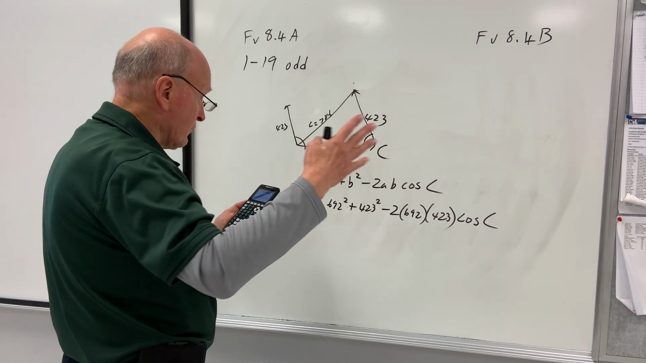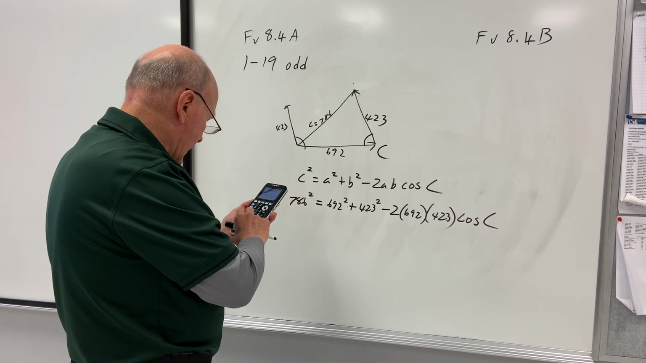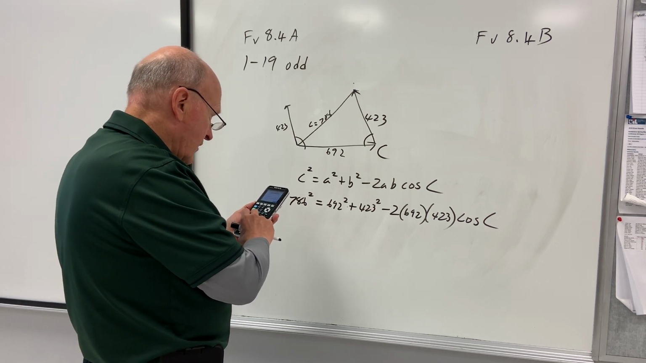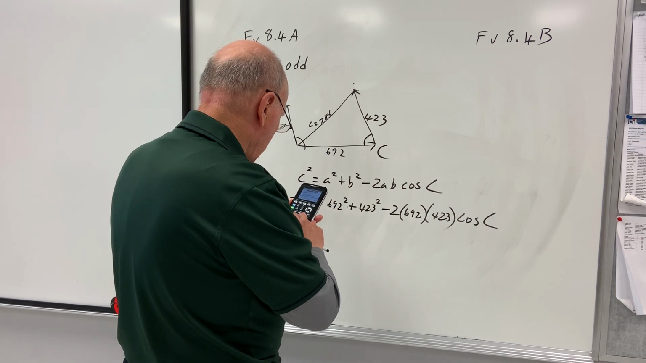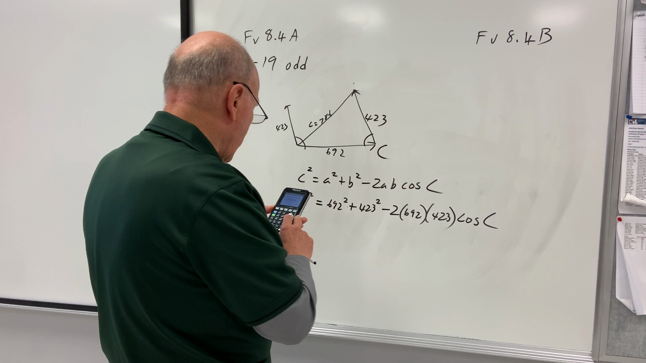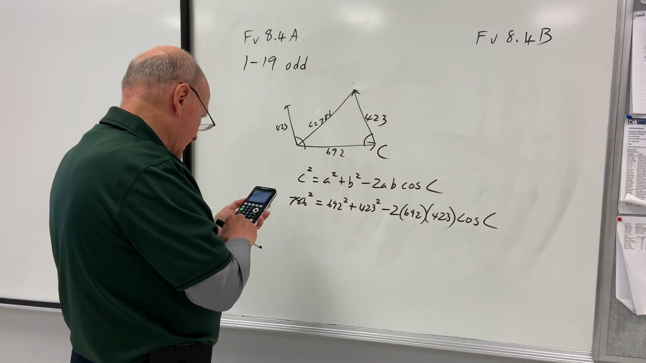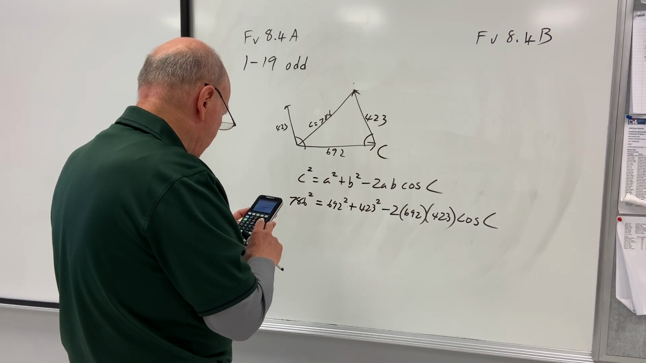Make sure you have your mode in degrees. Cosine of our variable, it'll show up as x, but we know that that is c. Going to hit OK. It asks us for a guess. I want to guess 80. And then I'm going to hit solve.